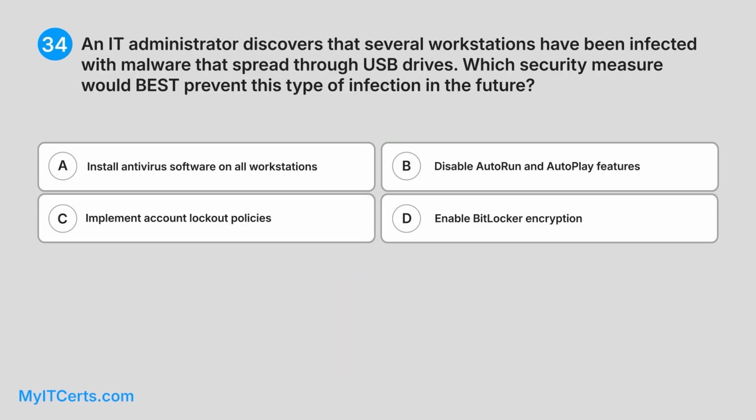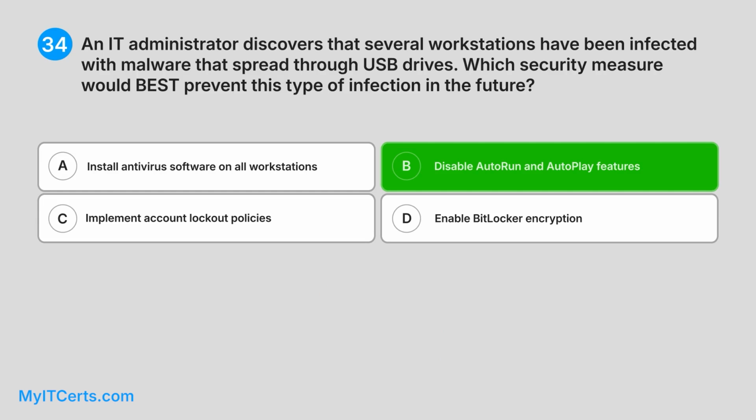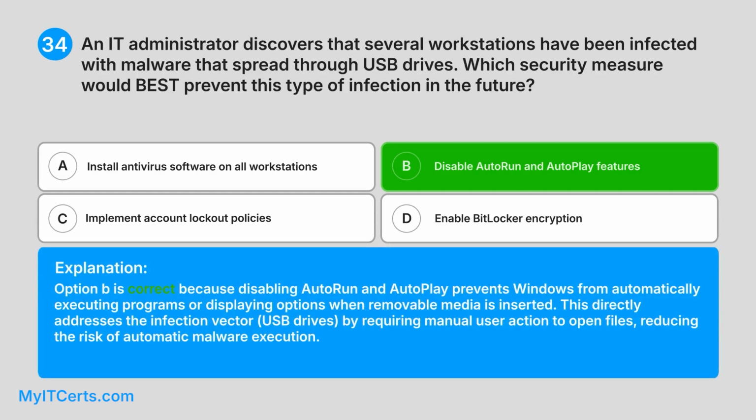Correct answer. B. Disable auto-run and autoplay features. Explanation. Option B is correct because disabling auto-run and autoplay prevents Windows from automatically executing programs or displaying options when removable media is inserted. This directly addresses the infection vector, USB drives, by requiring manual user action to open files, reducing the risk of automatic malware execution.